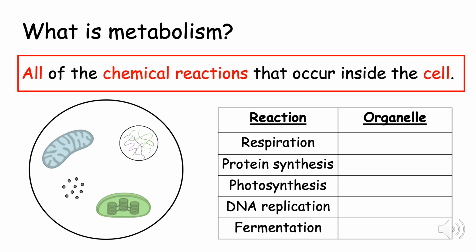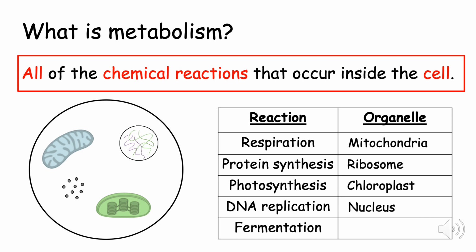Okay, so well done if you've got these correct. Respiration occurs in the mitochondria. Protein synthesis occurs in the ribosome. Photosynthesis occurs in the chloroplasts. DNA replication in the nucleus. And finally, fermentation in the cytoplasm.